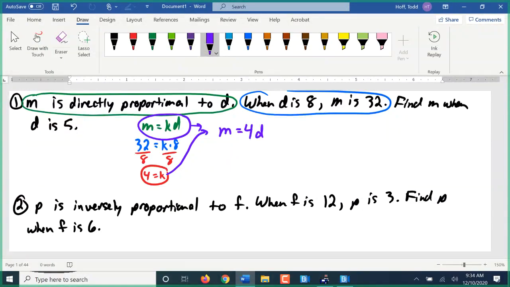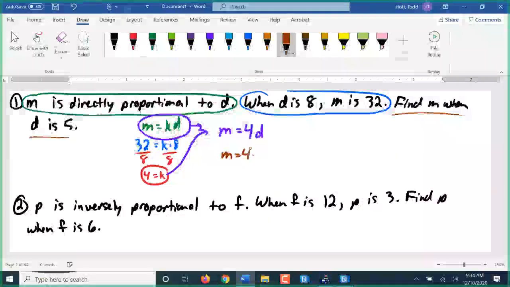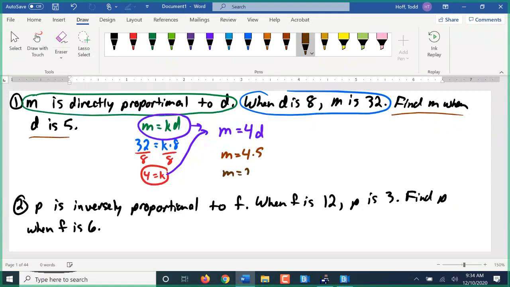And then we're asked, find M when D is 5. Well, we're just going to put 5 in there for D. 4 times 5, M would be 20.